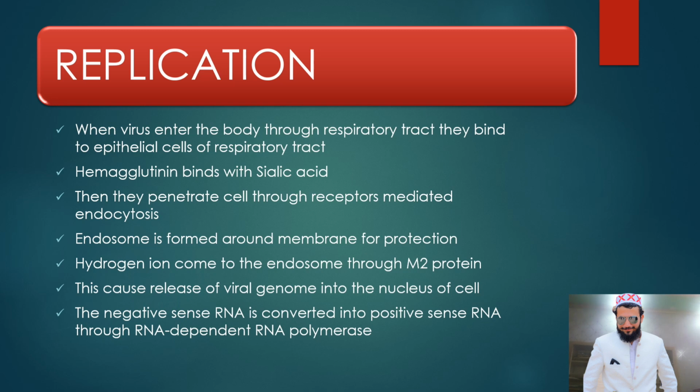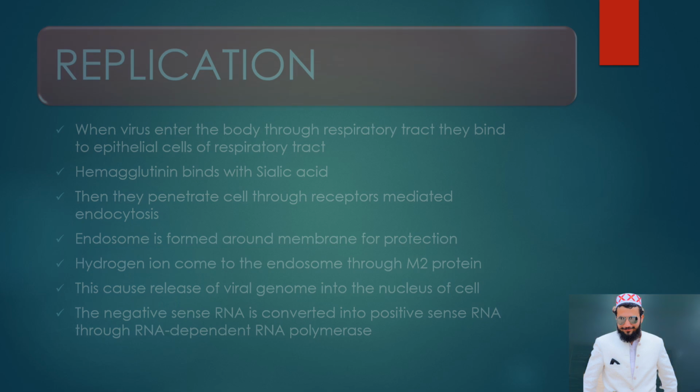How does replication occur in influenza virus? When the virus enters the body through the respiratory tract, it binds to the epithelial cells of the respiratory tract. Hemagglutinin binds with the sialic acid. Then they penetrate the cell through receptor-mediated endocytosis. The endosome forms around the membrane for protection. Hydrogen ions come into the endosome through M2 proteins. This causes release of the viral genome into the nucleus of the cell.